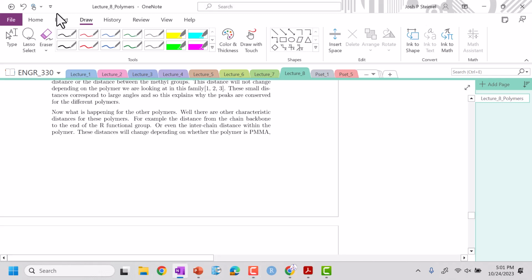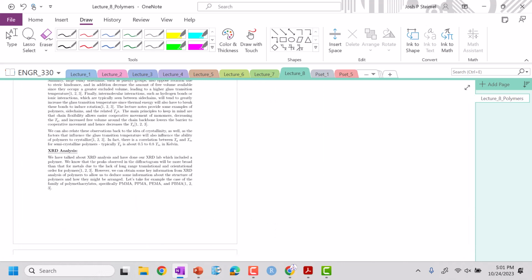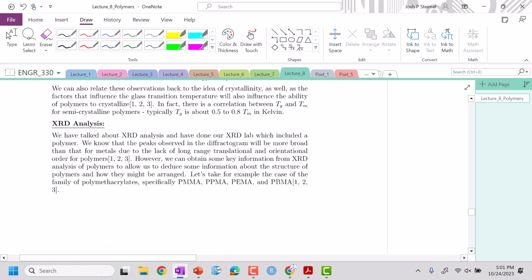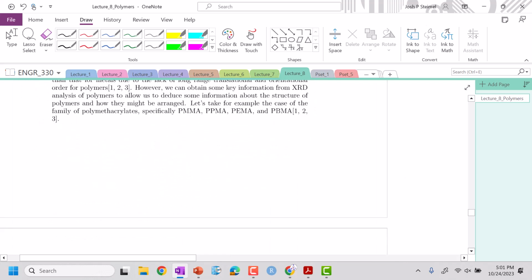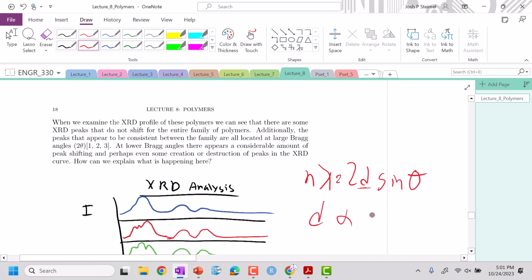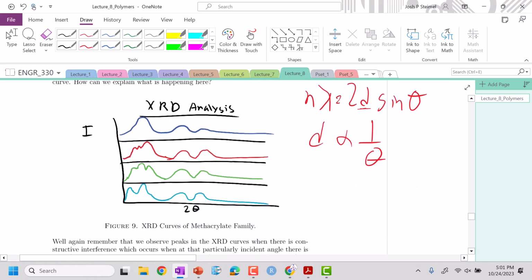So one of the ways, or several methods, that we can use to analyze polymeric material, and especially the structure of polymers, is going to be with XRD and also with DSC analysis, so differential scanning calorimetry. We've talked about XRD analysis in this course before, but remember that n lambda equals 2d sine theta. D here for polymers, we're not going to have any HKL indices. It'll just be some characteristic distance that repeats. So our distance is inversely proportional to our angle here.